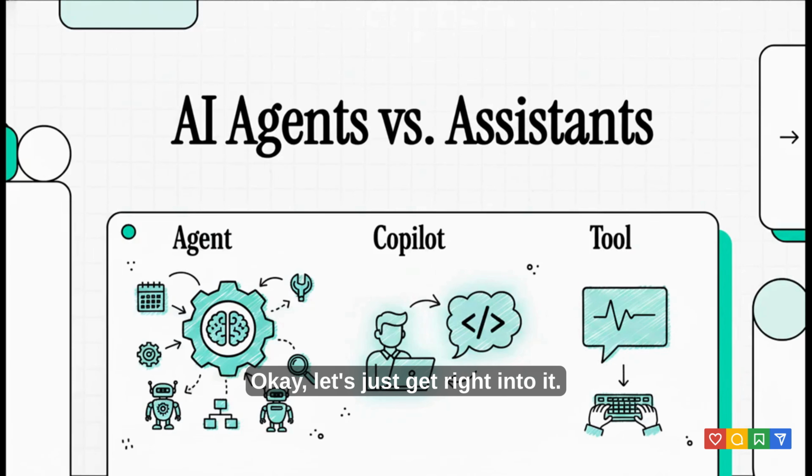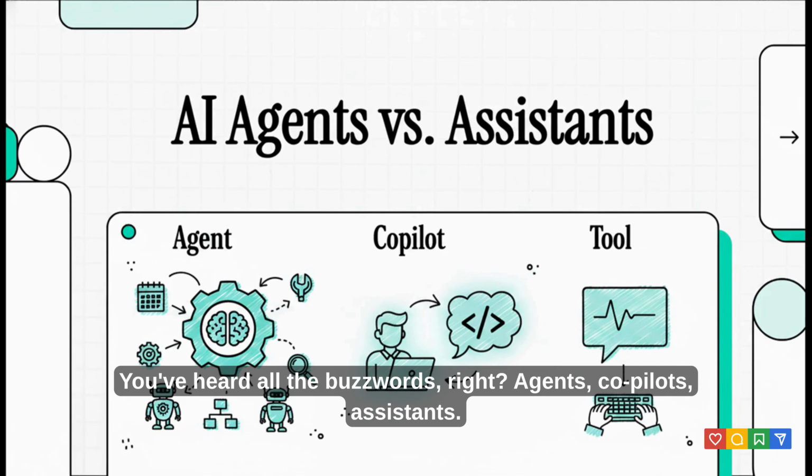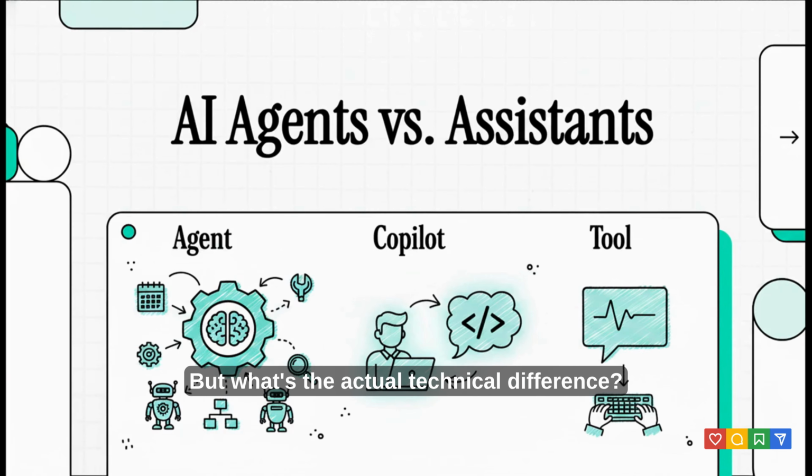Okay, let's just get right into it. You've heard all the buzzwords, right? Agents, copilots, assistants, but what's the actual technical difference? For us as developers, this isn't just marketing fluff. This is a fundamental architectural decision. So today, we're going to cut through all that noise and give you a clear developer's guide.